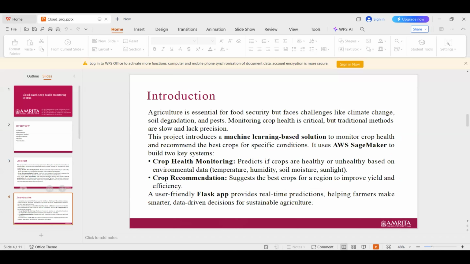Agriculture faces major challenges today, from climate change to soil degradation. Traditional methods for monitoring crops are often manual and imprecise. To solve this, we developed a machine learning based solution that analyzes environmental data. Using AWS SageMaker, we train models for crop health prediction and crop recommendation. Our system is integrated into a Flask app where farmers can input data and receive instant suggestions, making agriculture more data driven and sustainable.